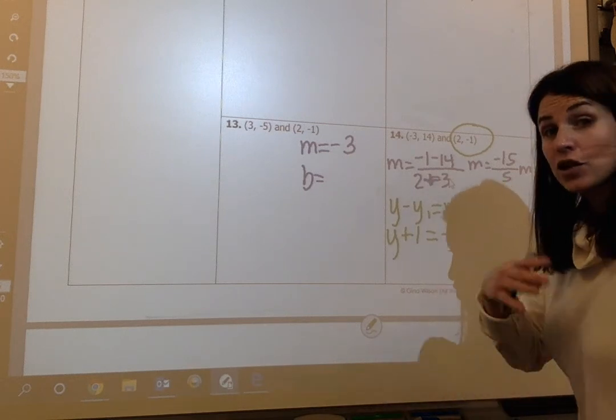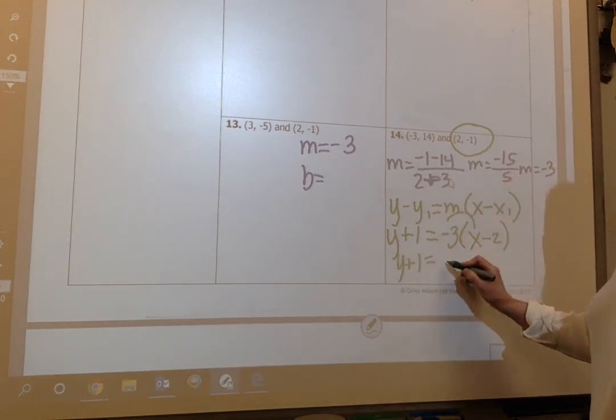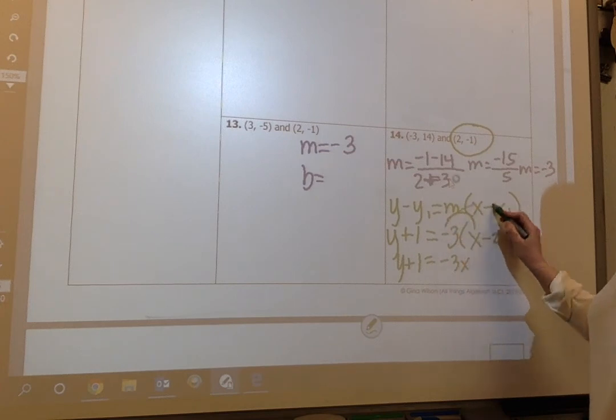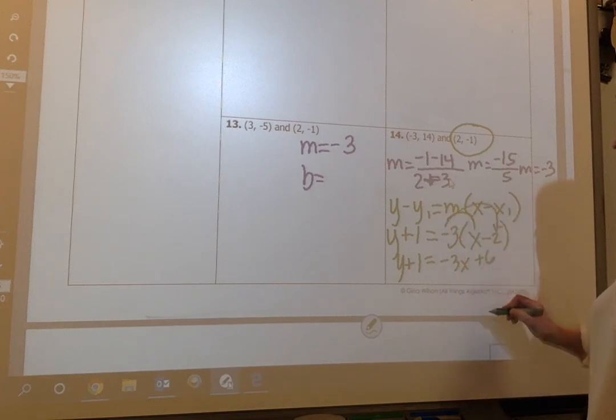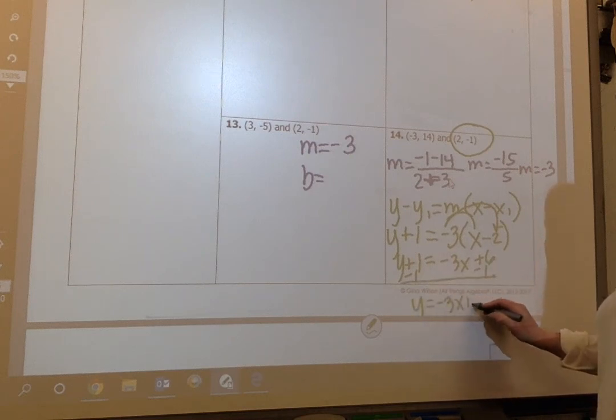At this point, we distribute and we simplify. So y plus 1 equals negative 3x, and a negative 3 times negative 2 is positive 6. To get y by itself, I subtract 1 on both sides, and I get y equals negative 3x plus 5.